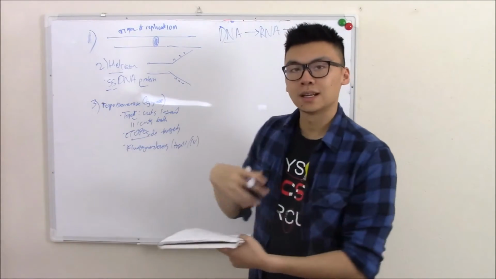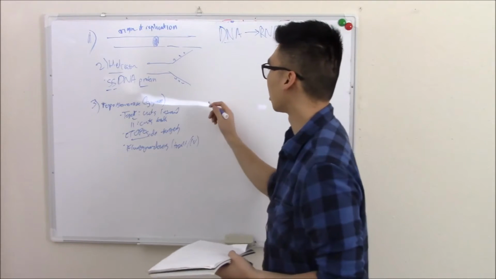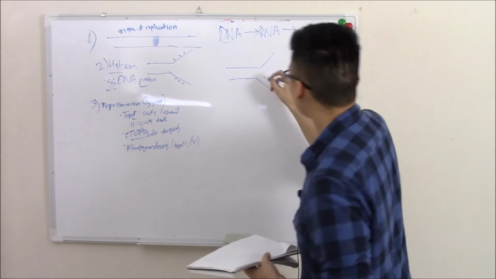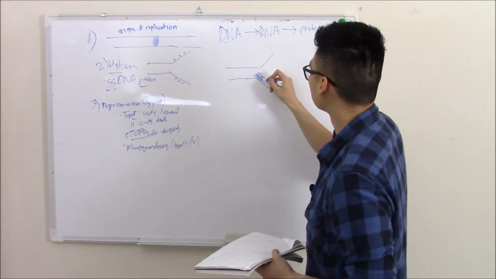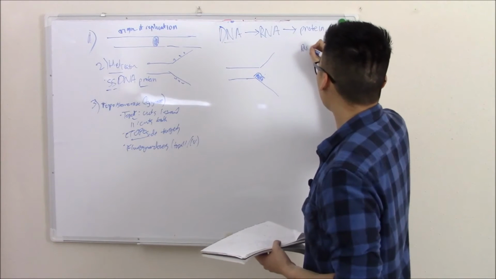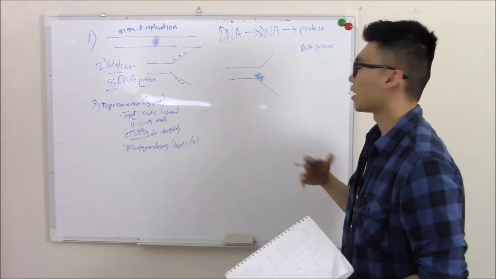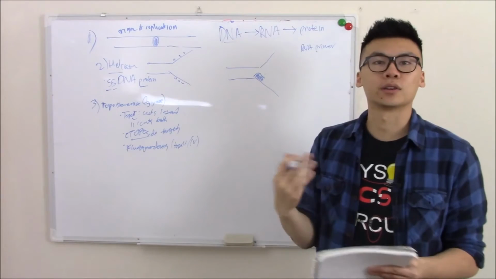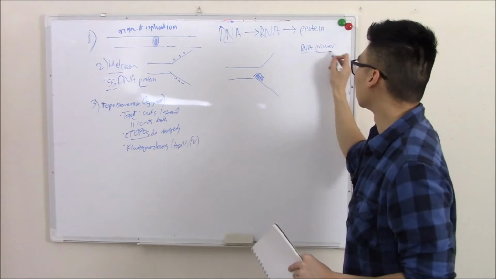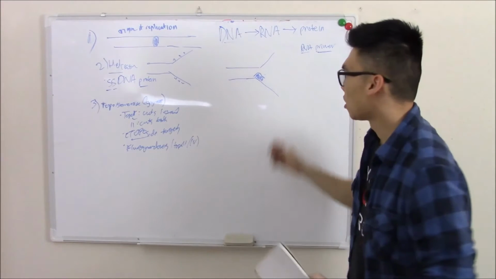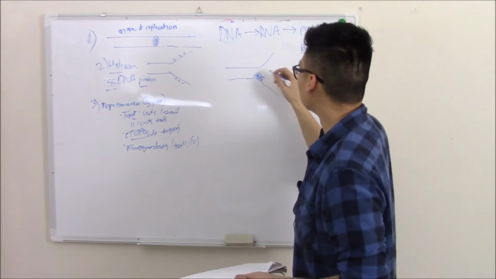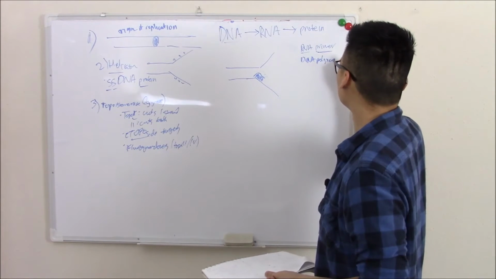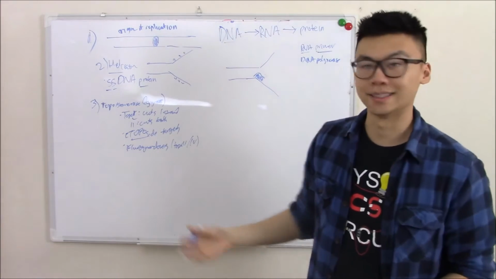Now that the strands are open and the tension isn't there, we can start to replicate. A small RNA primer comes on, RNA primer. I had a question saying how is RNA used in DNA replication, and I had no idea what they're getting at. What they're getting at is RNA is seen in the primer. So RNA primer comes in, that allows DNA polymerase to bind and start making DNA.